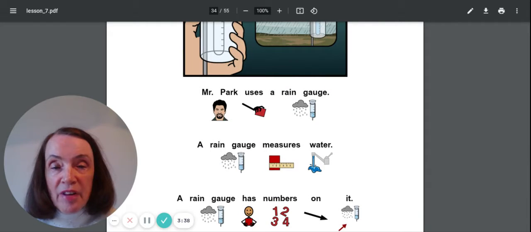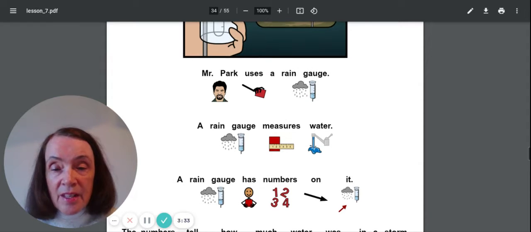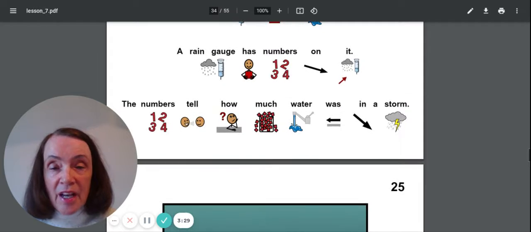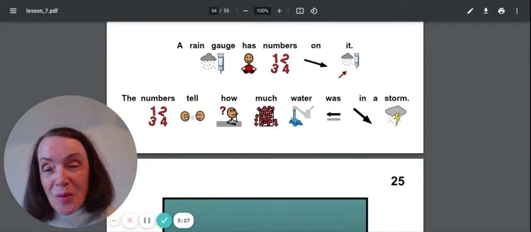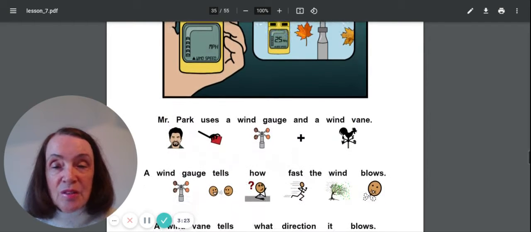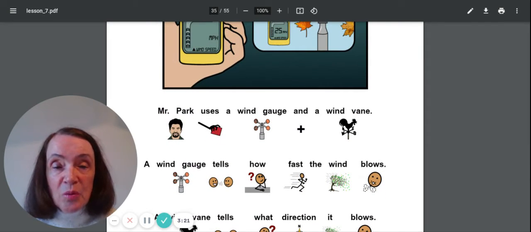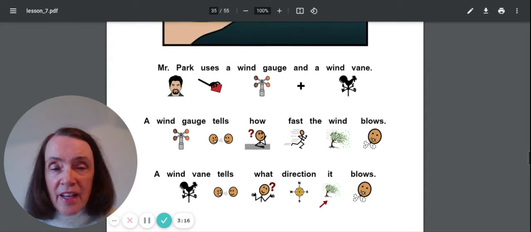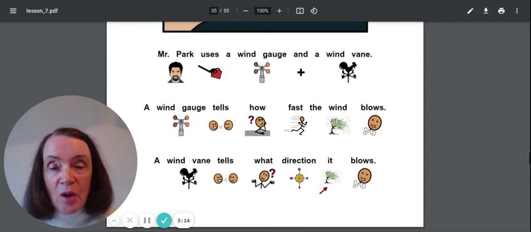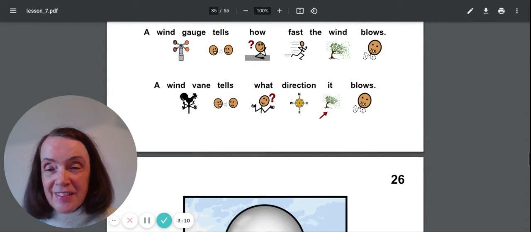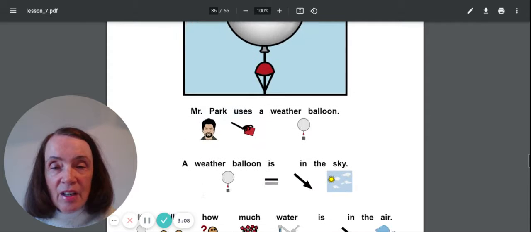Mr. Park uses a rain gauge. A rain gauge measures water. The rain gauge has a number on it. The number tells how much water was in a storm. Oh, Mr. Park uses a wind gauge and a wind vane. A wind gauge tells how fast the wind blows. A wind vane tells what direction it blows. Which way is it going?